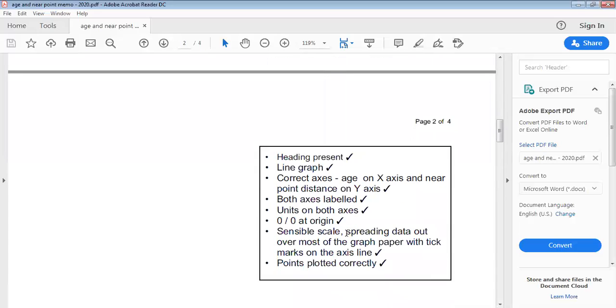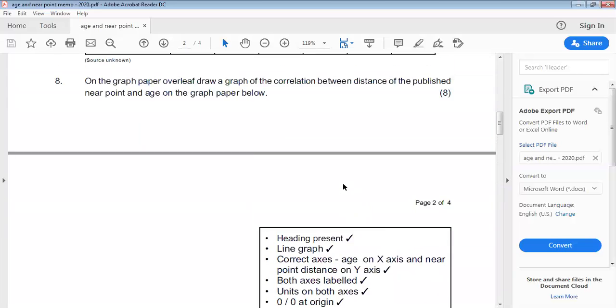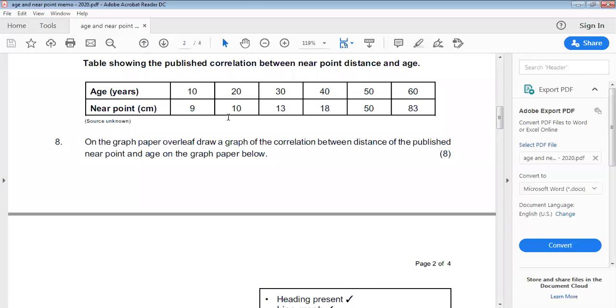Then you need to have a sensible scale. Remember that most graph paper has got a big block with 10 little squares and maybe a thinner line at 5. So you should be working in units of 5s and 10s. Now the age is very easy because it goes from 0, which you have to start at the origin, to 60 years. Be careful, read through all the questions.